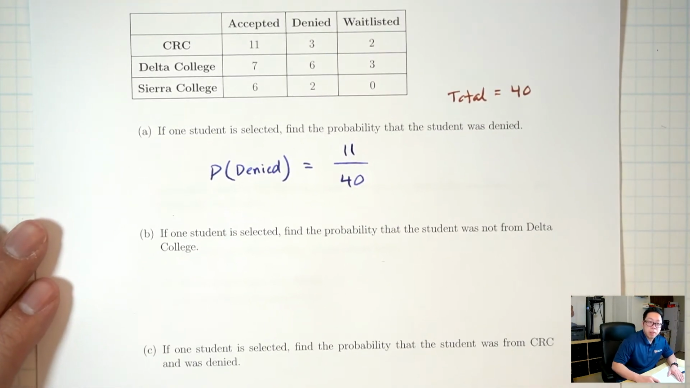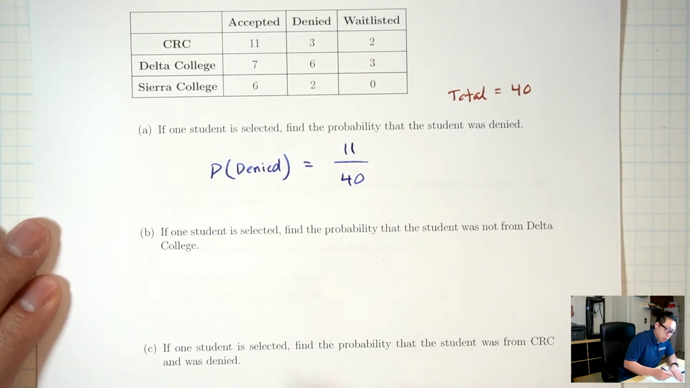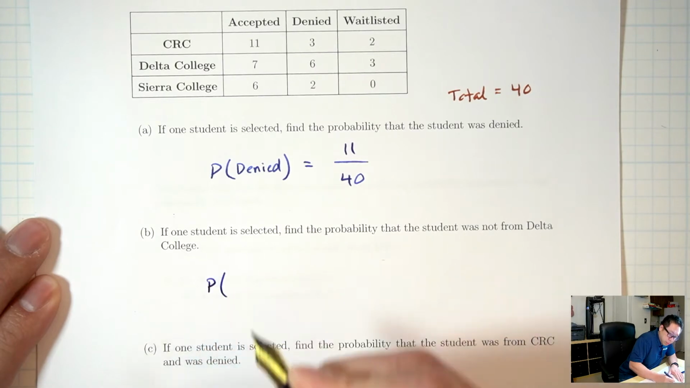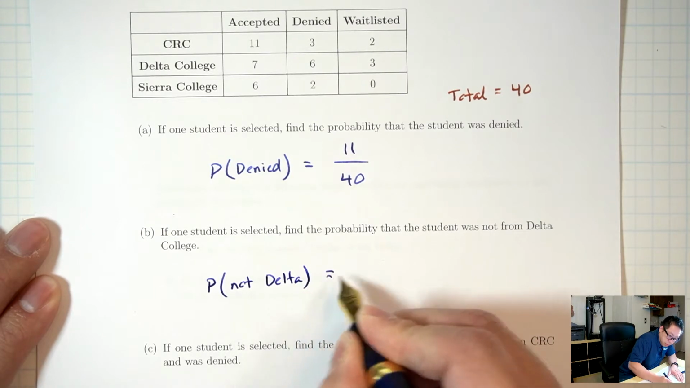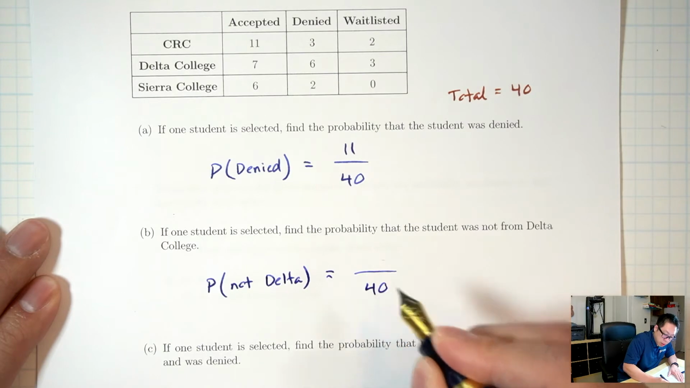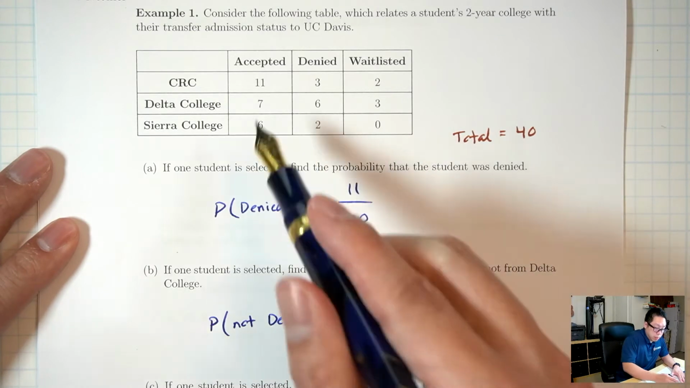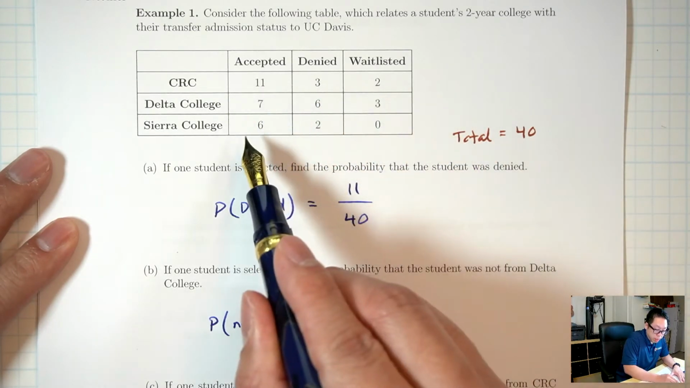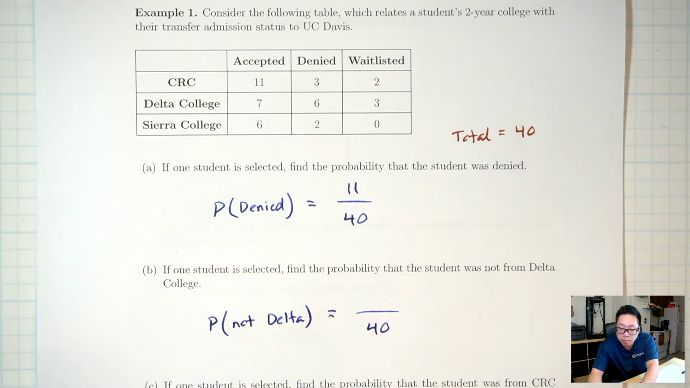Part B, if one student is selected, find the probability that the student was not from Delta College. Here we're looking for the probability that they're not from Delta, so not Delta. The bottom is going to be everybody, so it's going to be 40. And then how many students are not from Delta? Not Delta would be this first row and the third row. So that's 11 plus 3 plus 2 plus 6 plus 2 plus 0, and that's 24.